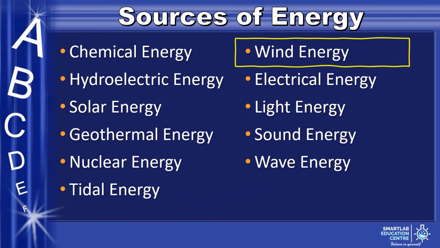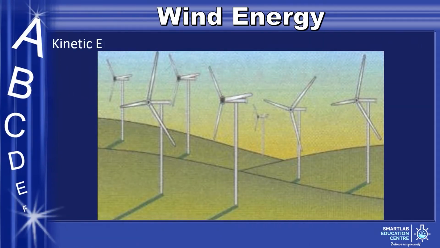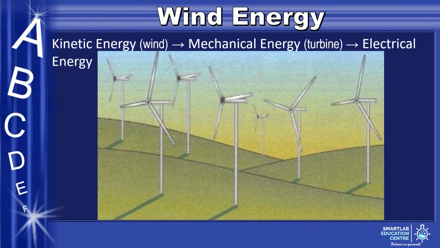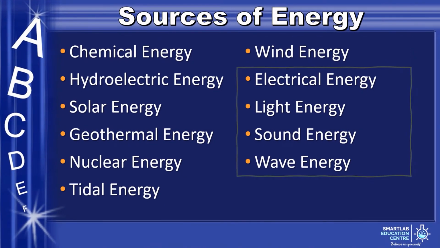Next, wind energy. Kinetic energy from the wind is converted to mechanical energy at the turbine, and finally converted to electrical energy. There are other forms of energy, such as electrical energy, light energy, sound energy, wave energy, but we will not discuss them today.